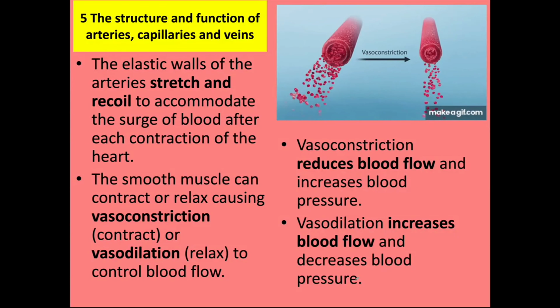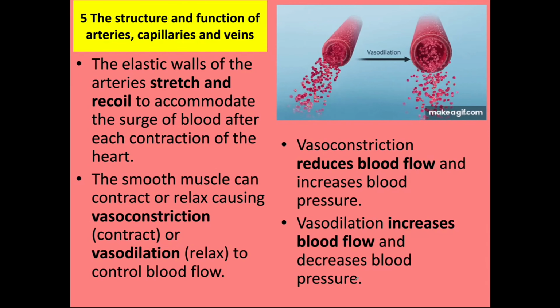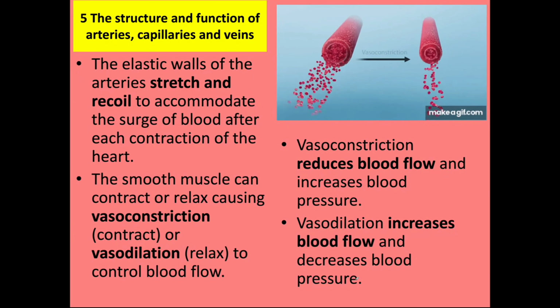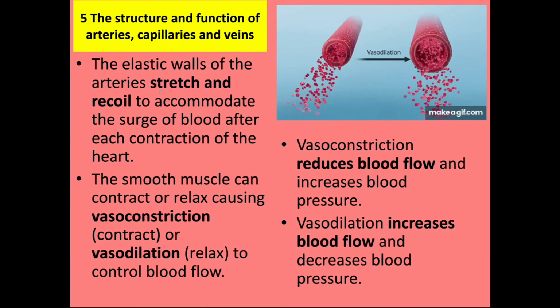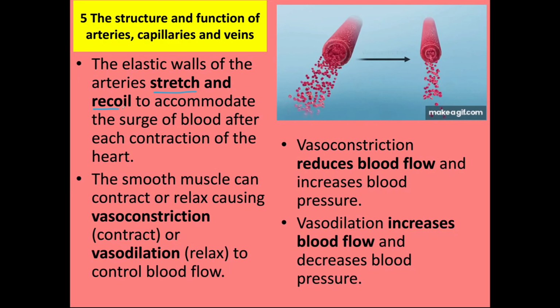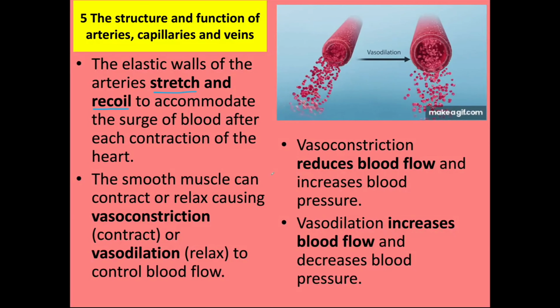Now, the artery's job is to take blood away from the heart at very high pressures. As a result, the arteries need to have a degree of flexibility, okay? And so the elastic walls that they have within the connective tissue and the smooth muscle layer allow the arteries to stretch and to recoil. Those terms are worth committing to memory because they're a nice way to describe why the walls of the artery are elastic.